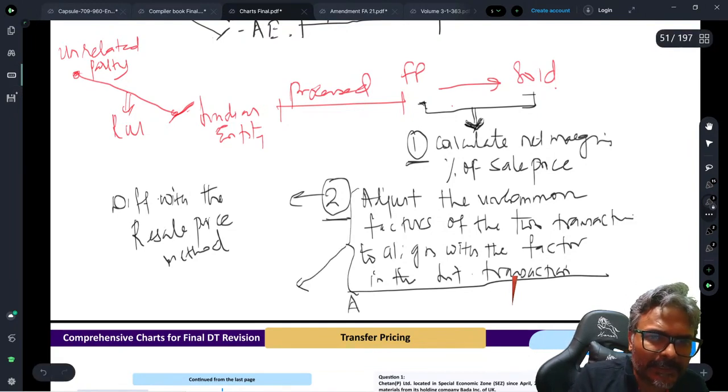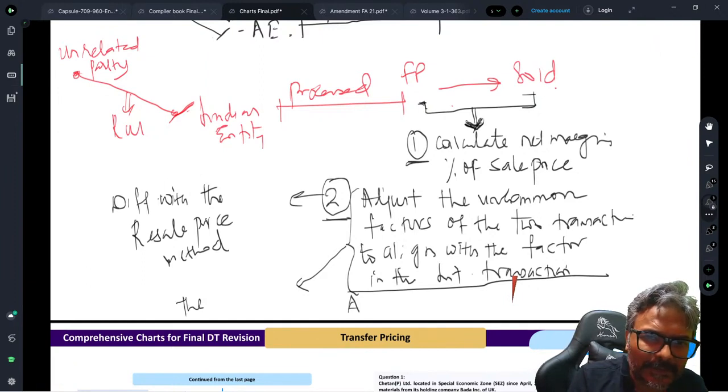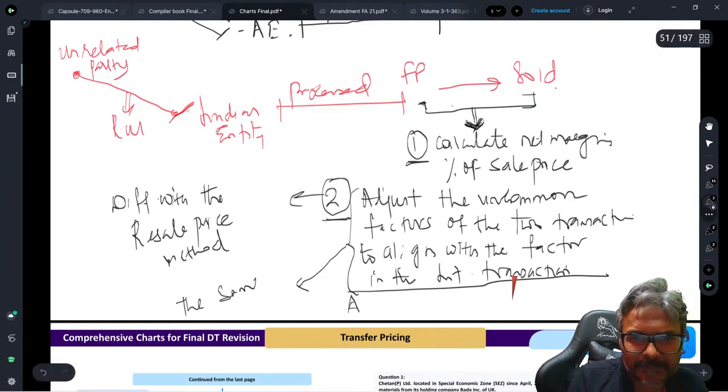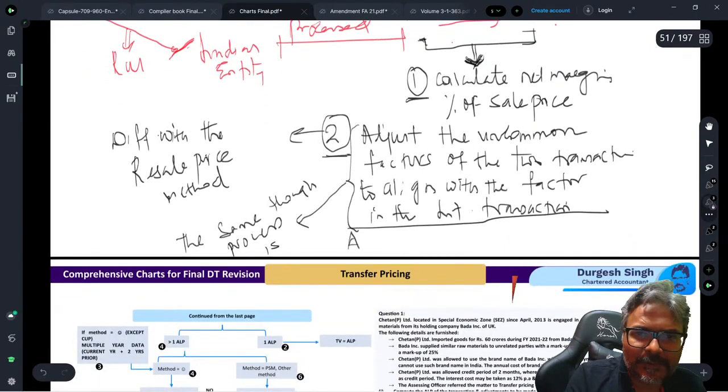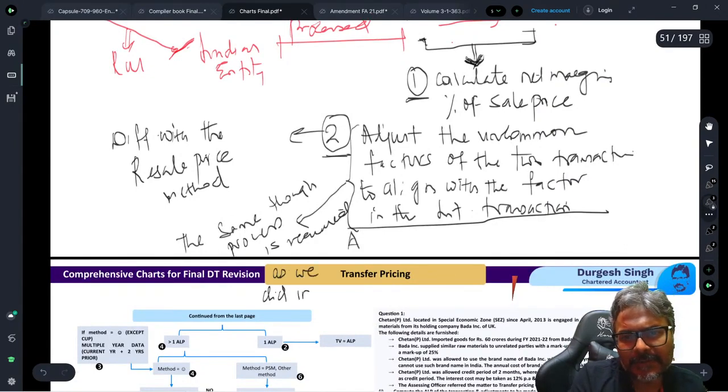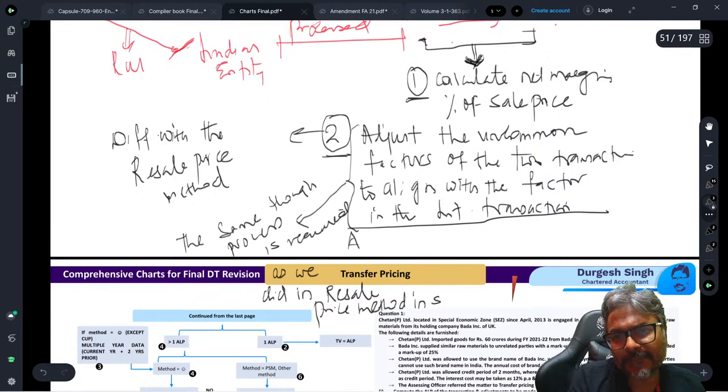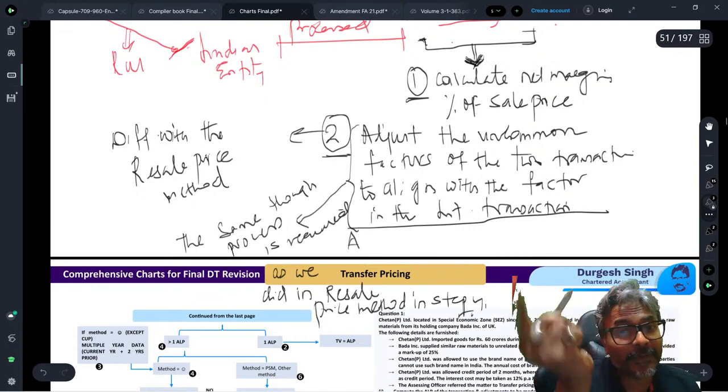Here what I'll say would be that the same thought process is required as we did in the resale price method in step 4. The only thing is that, friends, here we do it in step 2.